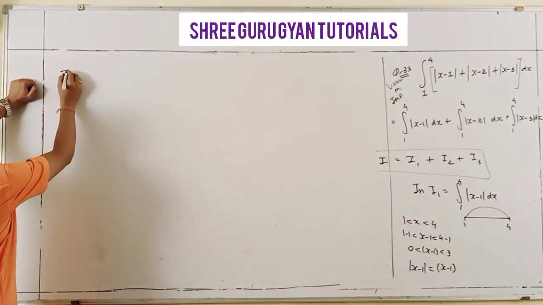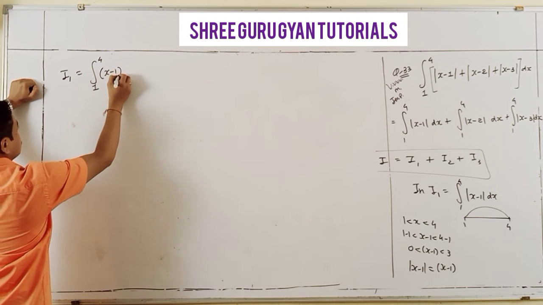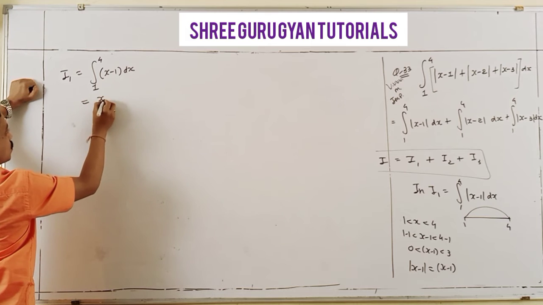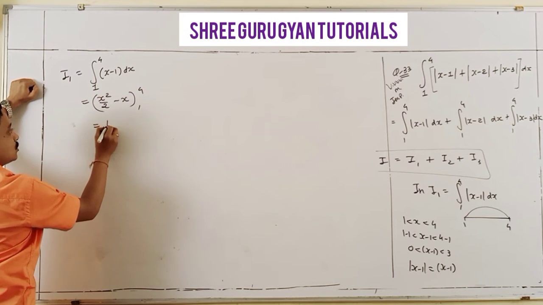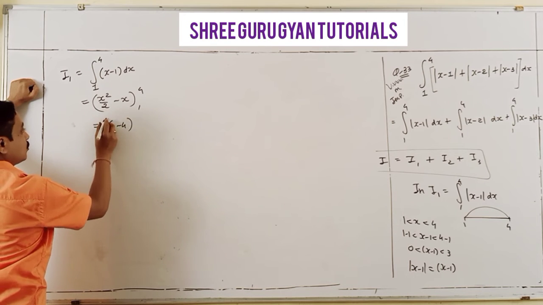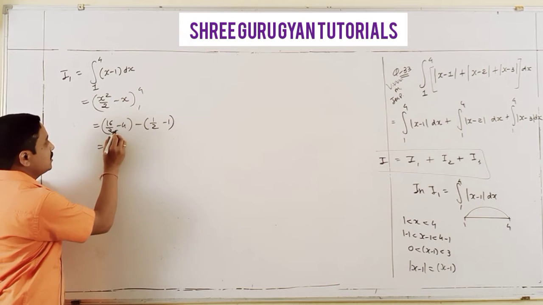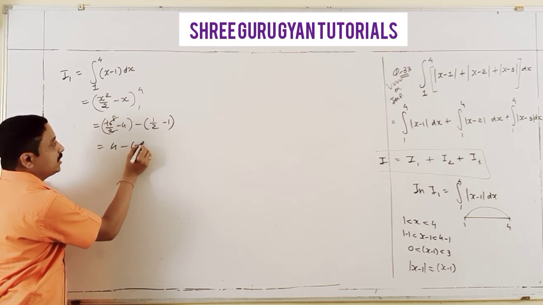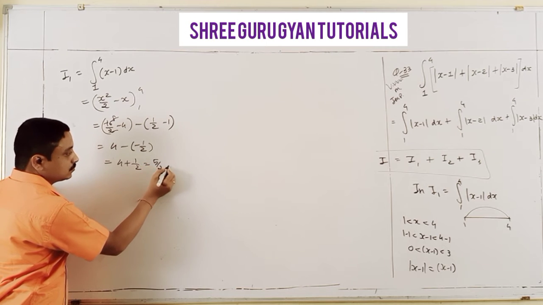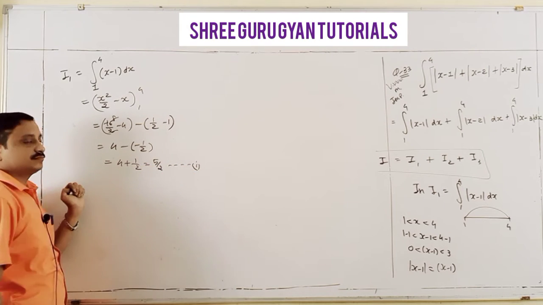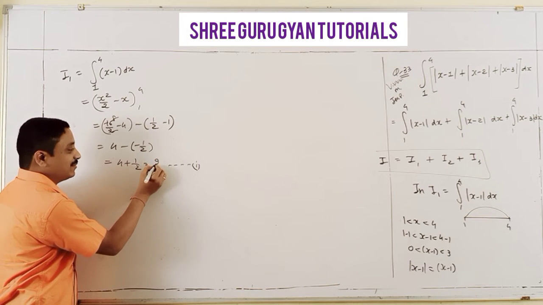So what is I1? Without modulus, it is the positive case, 1 to 4, x minus 1 dx, x square by 2 minus x, 1 to 4. So 16 by 2 minus 4, minus 1 by 2 minus 1. It is 8 minus 4, and here minus half. It is 4 plus half. It is 5 by 2. First done. Oh, sorry, not 5 by 2. 4 plus... 8 plus 1, sorry, yes, 9 by 2.